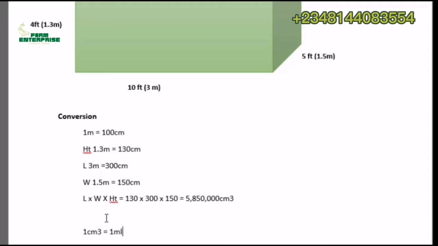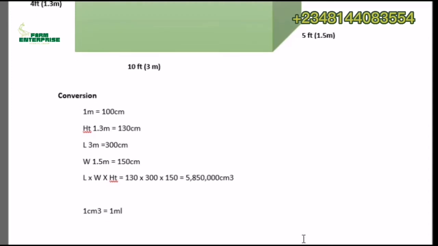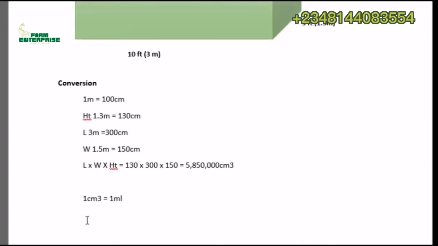Then 1 milliliter is equal to 1,000 liters. It's equal to 1,000 liters. So what are we going to do? We have to divide this by 1,000. So we just have to go down and do it.